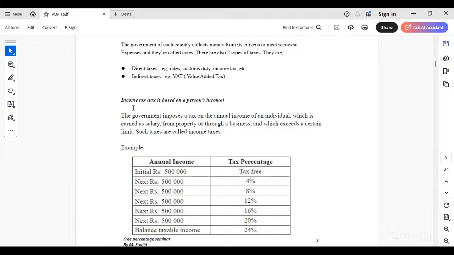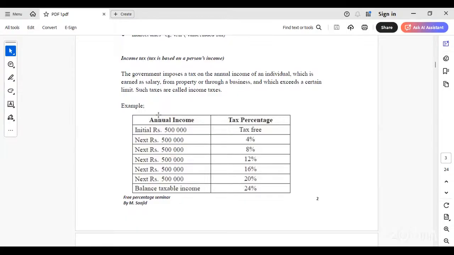So income tax. The government imposes a tax on the annual income of an individual which is earned as salary, from property or through a business, and which exceeds a certain limit. Such taxes are called income tax. Now let's see a small example for income tax.